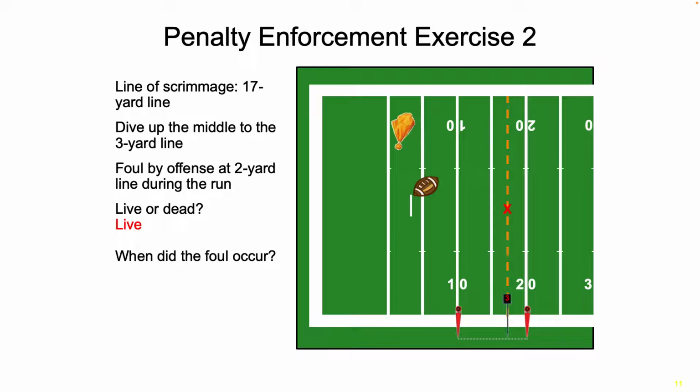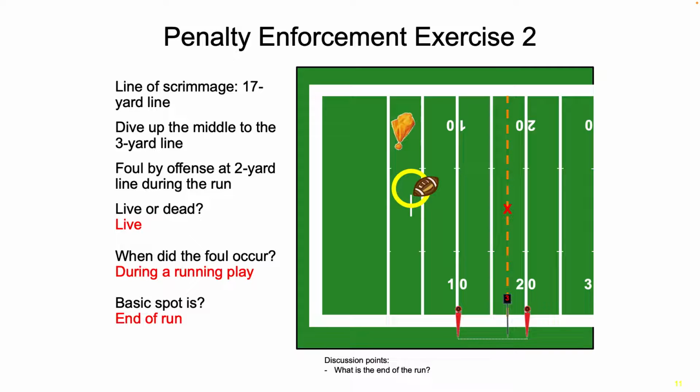When did the foul occur? What type of play was happening when that foul occurred? What was the action? This is during a running play. None of our criteria for a loose ball play was met. No pass, no kick, no fumble behind the line of scrimmage. Therefore, this is a running play. And the basic spot for a running play is the end of the run. Remember, the end of the run is either where the runner is down or where he loses possession.